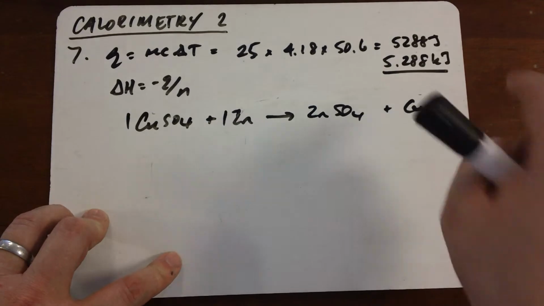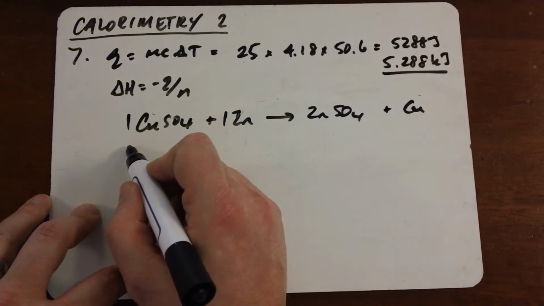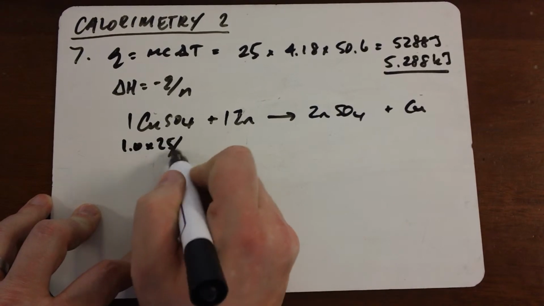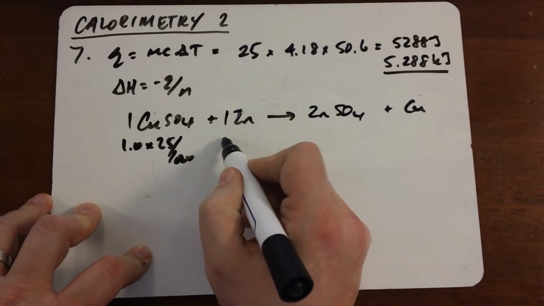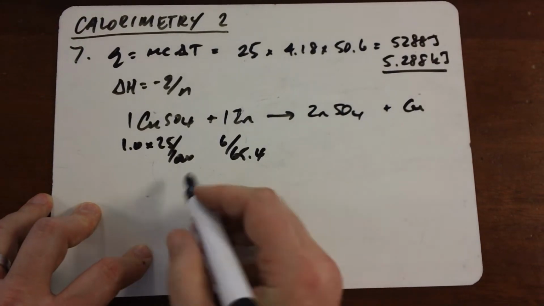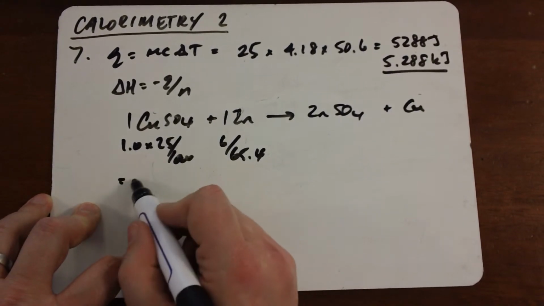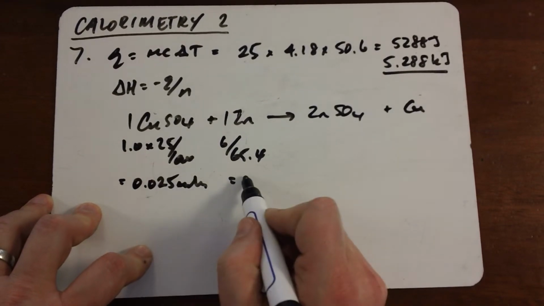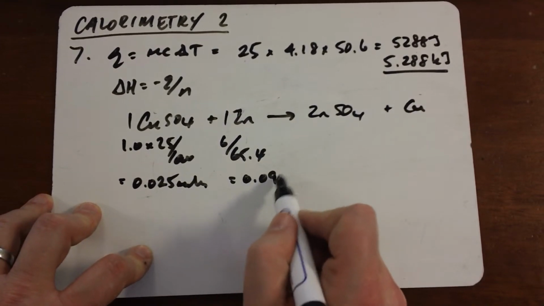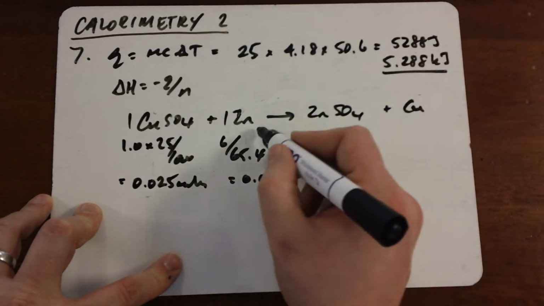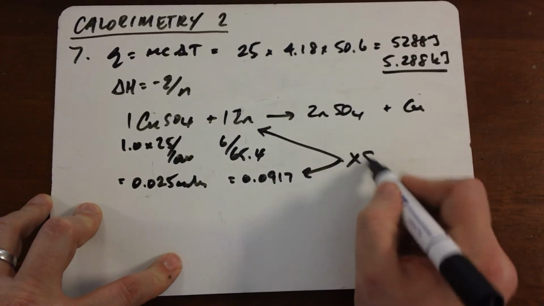So let's work out the number of moles of each of these. This is going to be MV over 1000, so that's 1.0 times 25 over 1000. And this is going to be 6 divided by its Mr. So this is equal to 0.025 moles, and this is equal to 0.0917. So therefore, the zinc is in excess.